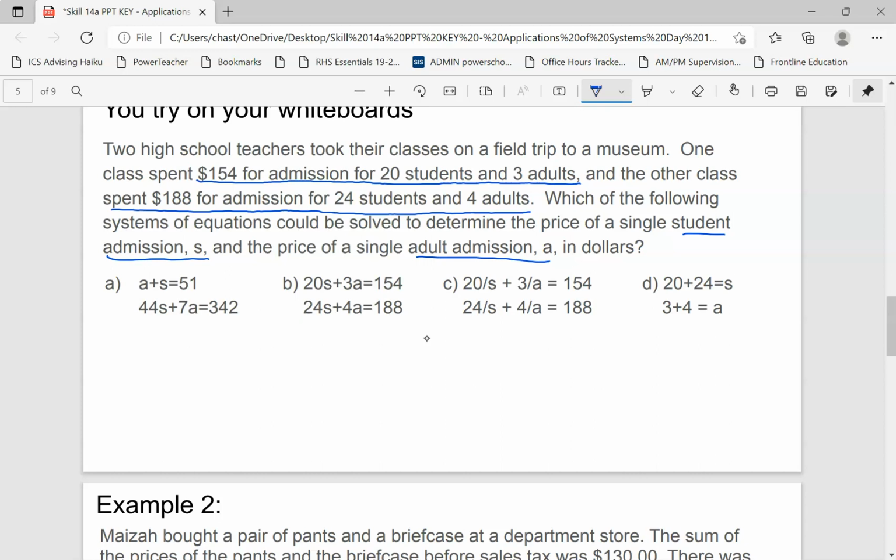So thinking about this, they already defined the variables for us, so we don't have to do that. We know that we have 20 students, so that'd be 20S, and then 3 adults, so plus 3A, and that's going to give us $154 total. The other situation, we have $188 that were spent on 24 students, so 24S, 4 adults, 4A. So we'd add those and set it equal to 188. So it looks like our system of equations that we need is B. Okay.